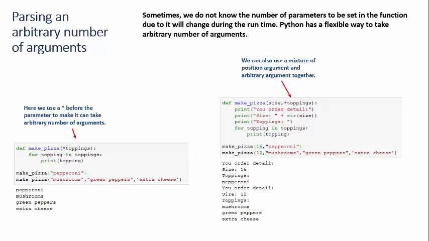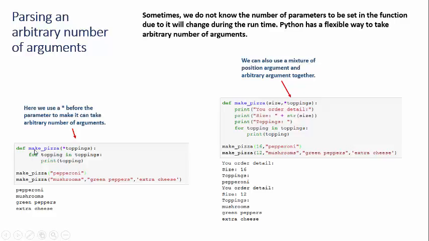But sometimes we do not know the number of parameters to be set in the function, because it will change during runtime. Python actually has a flexible way to make an arbitrary number of parameters and an arbitrary number of arguments. For example, in this particular case, we can use a star before the parameter to make it take an arbitrary number of arguments. It looks like there's only one parameter, but it can take an arbitrary number of arguments once you put a star in front of it.